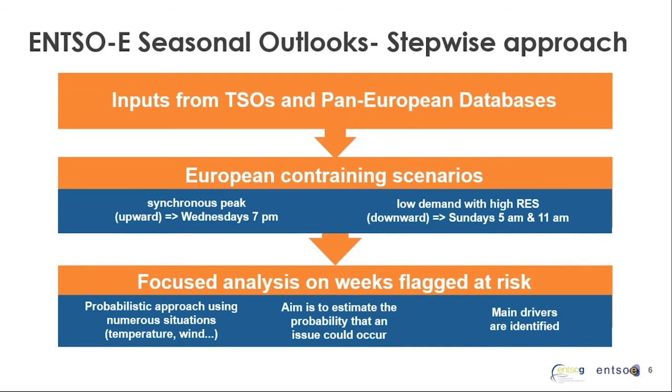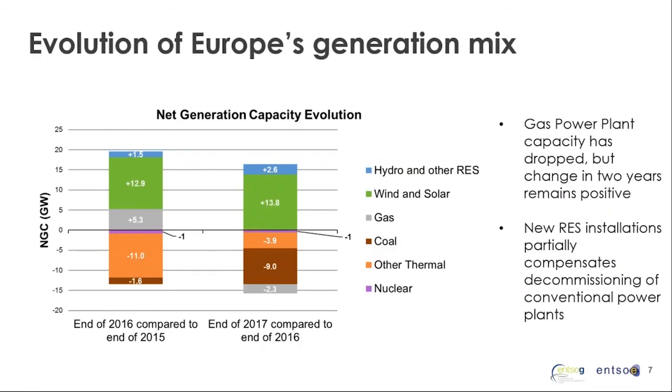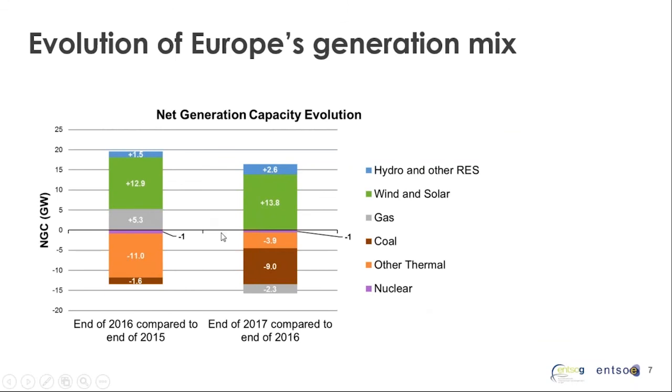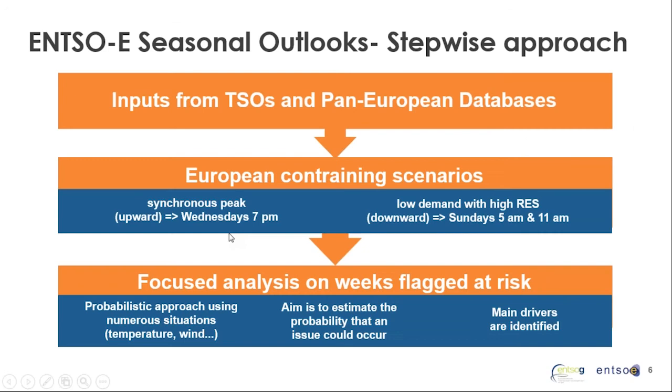Keeping on this slide, the next block is the European constraint scenario that we built based on these inputs. We keep on the same slide, so the second block. We are focusing at a weekly resolution on two aspects that are different for the system.